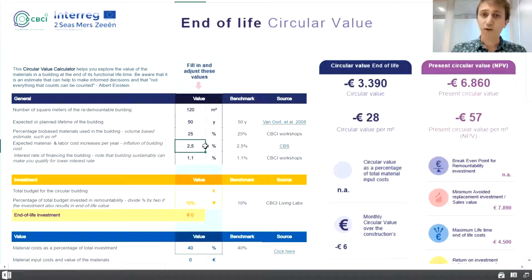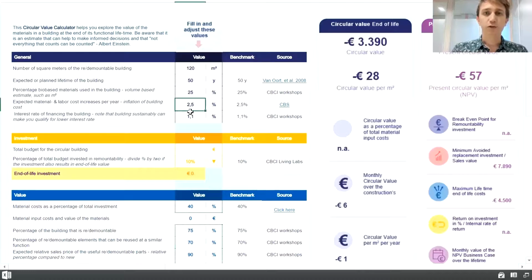2.5% building material inflation. Of course, this has been higher over the last times, but this information is an average of the CBS, Dutch CBS. And then the interest rate of 1.1%. These can be adjusted accordingly, and these will be used for the net present value calculations.